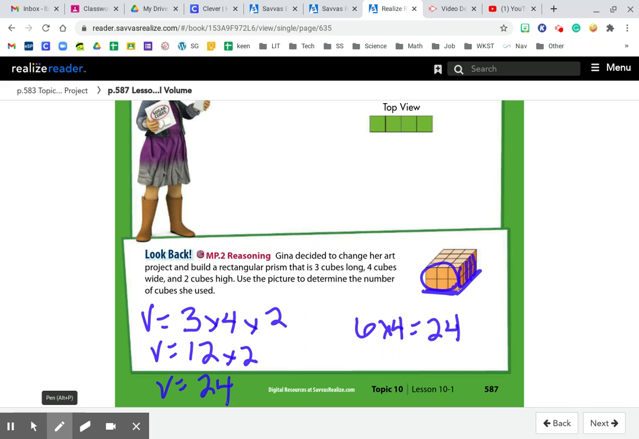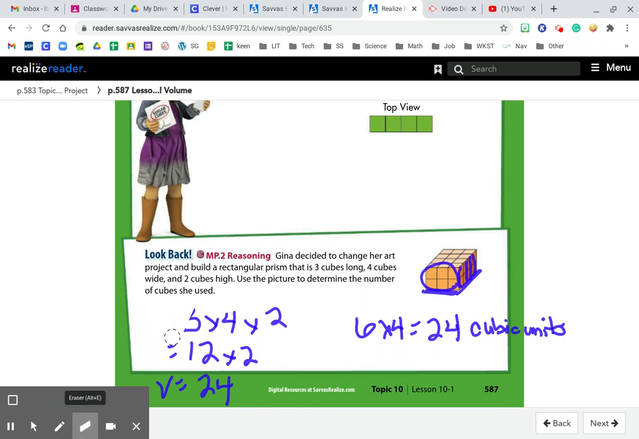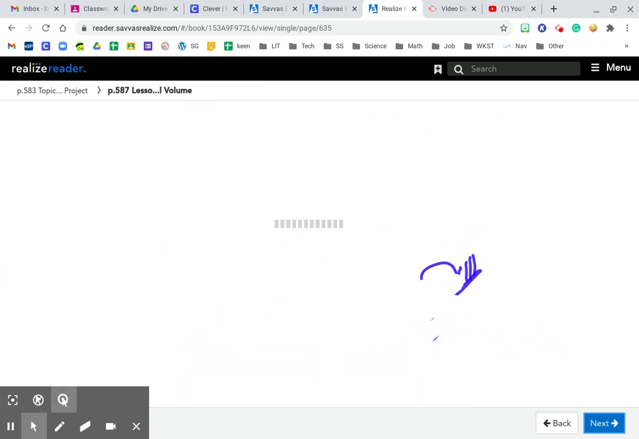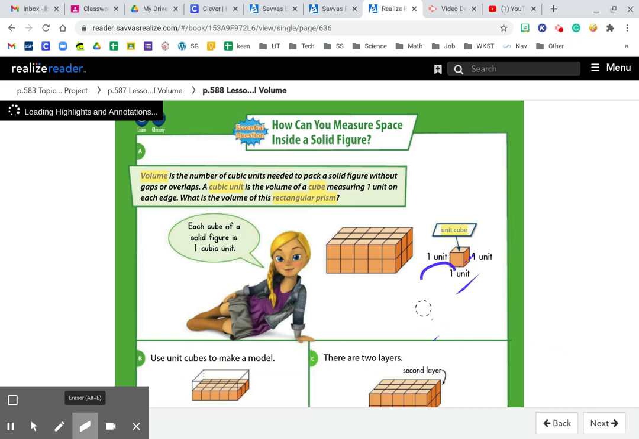And we call these cubic units right now because we don't know what they are, if they're inches or whatever they are. Well, they're just cubes that you could play with at home. If you have some, you can build some of these objects on your own at home.